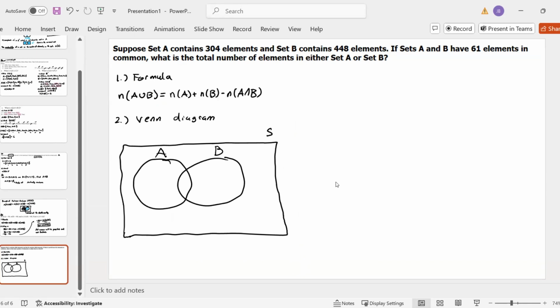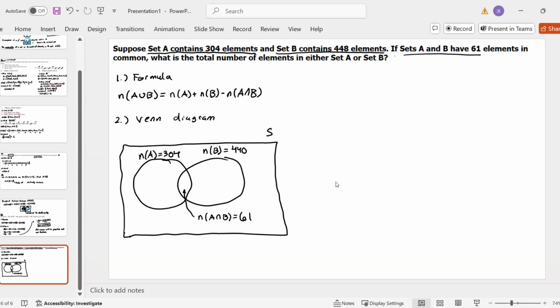And so they tell me that set A contains 304 elements. So the cardinality of A is 304. Okay, that's what they tell me. And they tell me that the set B contains 448 elements. So the set B is equal to 448, right? And they say if set A and B have 61 elements, so you see the word and, that means this little region is equal to 61, okay?